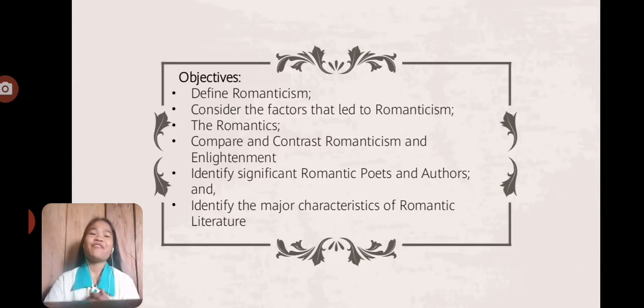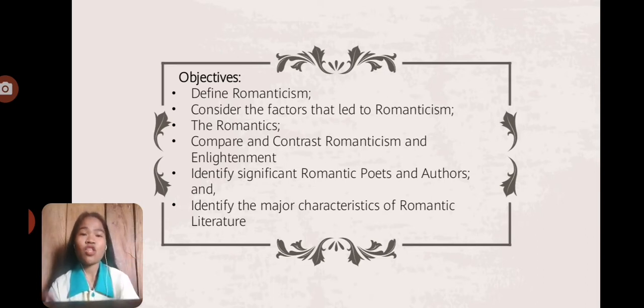After this discussion, we are expected to define Romanticism, consider the factors that led to Romanticism, know the Romantics, compare and contrast Romanticism and Enlightenment, identify significant Romantic poets and authors, and lastly, identify the major characteristics of Romantic literature.